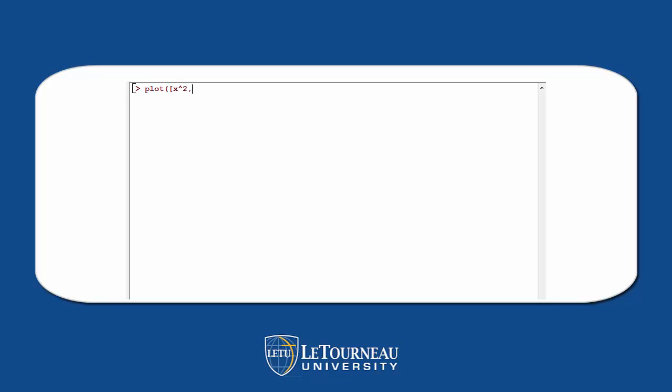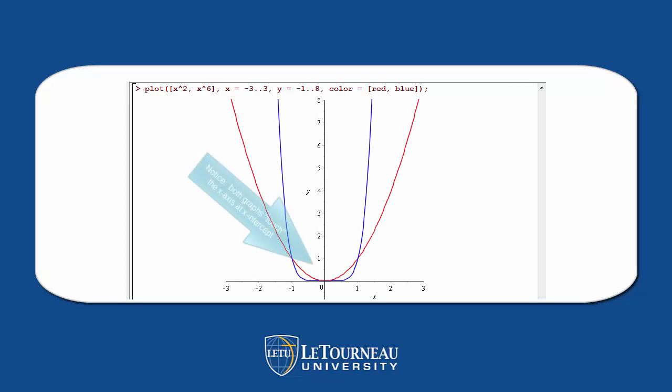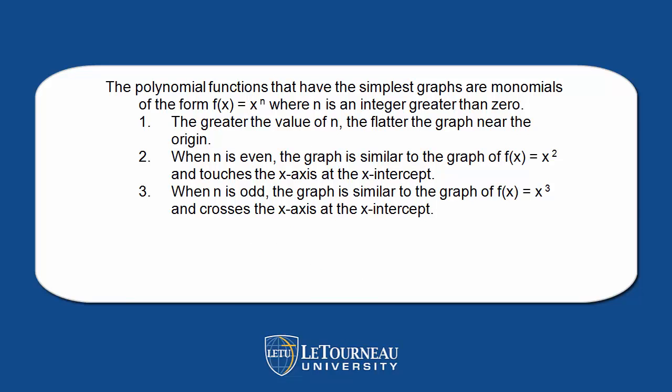So let's do some more plotting. x squared and another graph there. Let's see what it comes up with. We just have to give it time, get all of the things typed in. We have again x squared and x to the fourth. Notice both graphs touch the x-axis at the x-intercept.